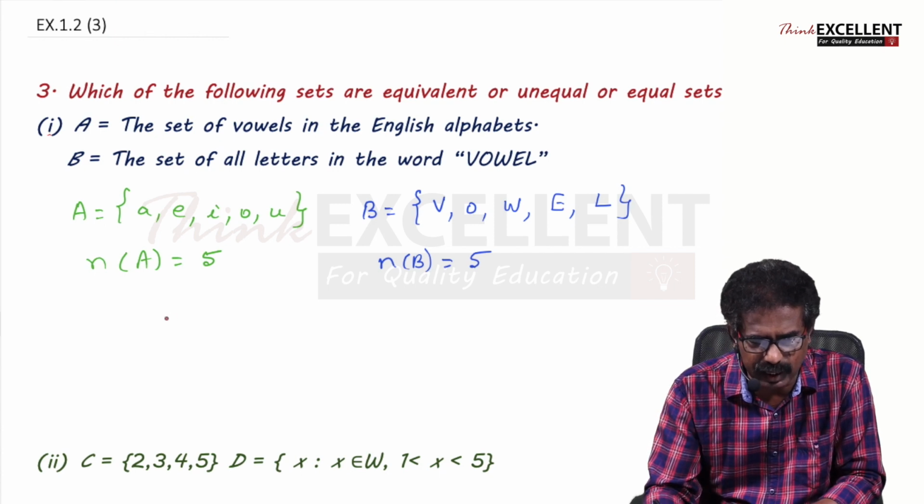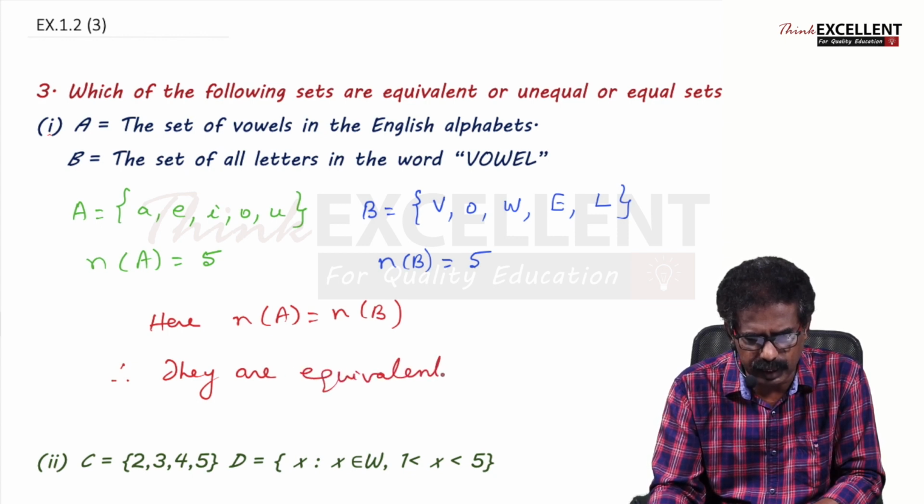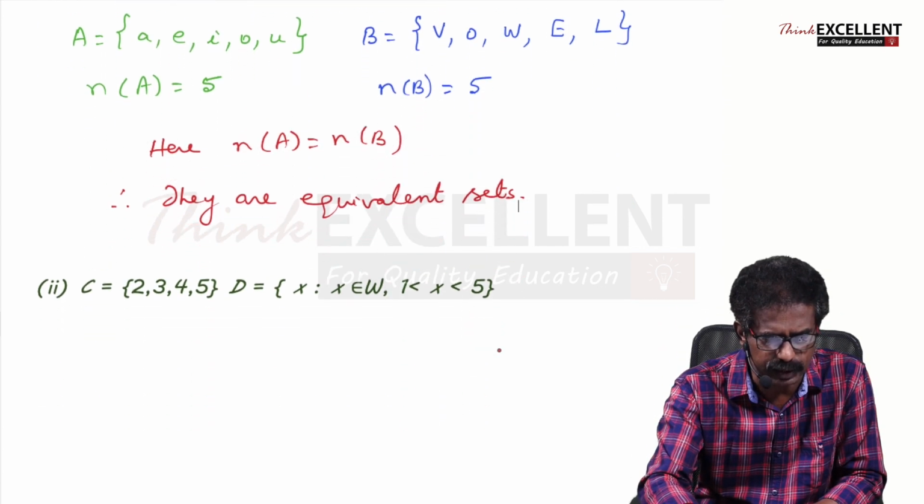N of A equal to N of B. Here N of A equal to N of B. Therefore, they are equivalent. They are equivalent sets. A and B are equivalent sets. Now let us go for the next question.